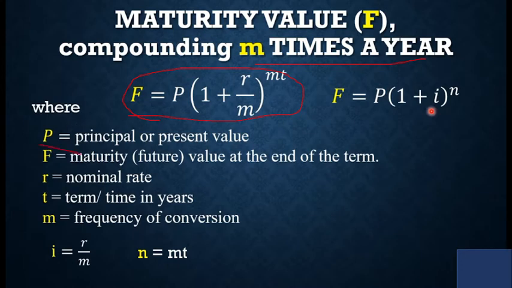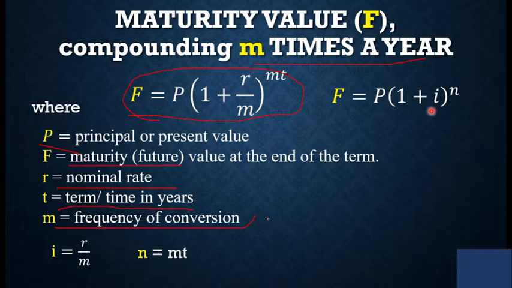Here are the meanings of P, F, R, T, and M. P is the principal. F is the maturity or future value at the end of the term. R is the nominal rate. T is the term, time in years. M is the frequency of conversion. Students, you should not forget the frequency of conversion. If monthly, what is the number?